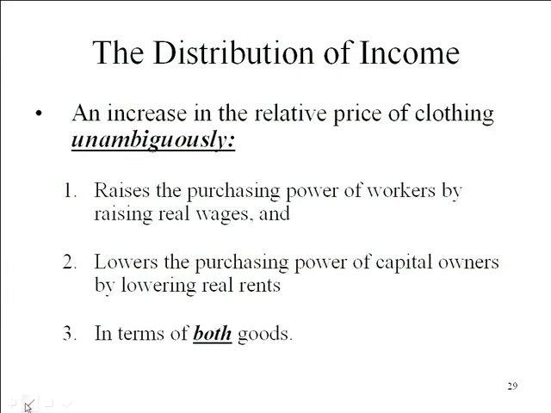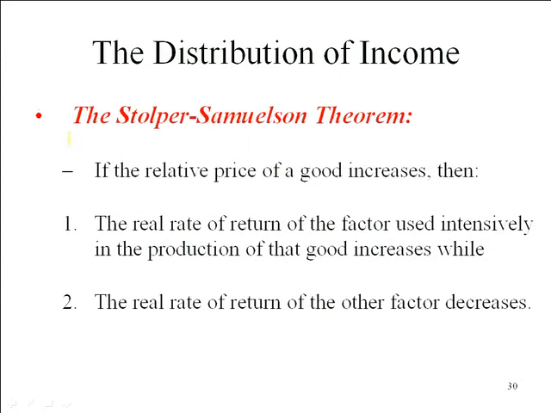But it is unambiguous within the context of this model that workers are better off, in China's case, workers are better off, capital owners are worse off in terms of both goods, both in terms of price of cloth as well as in terms of machinery. This particular set of conclusions is known as the Stolper-Samuelson theorem.